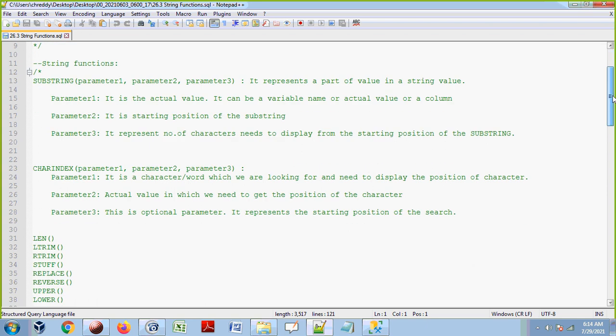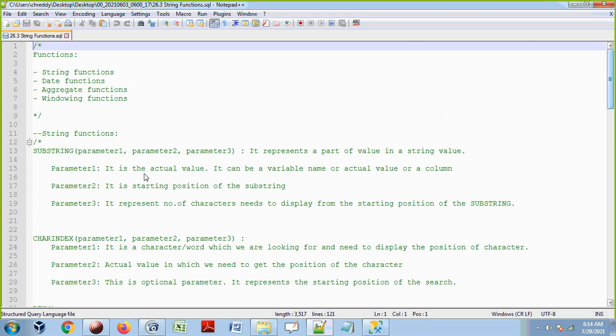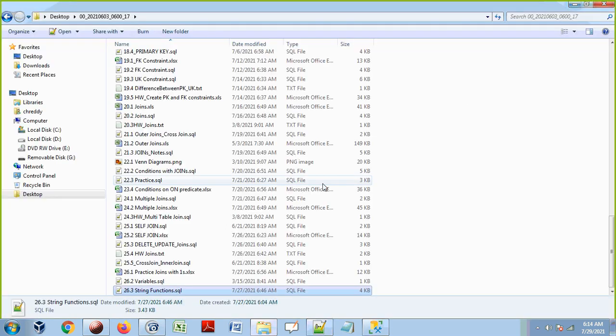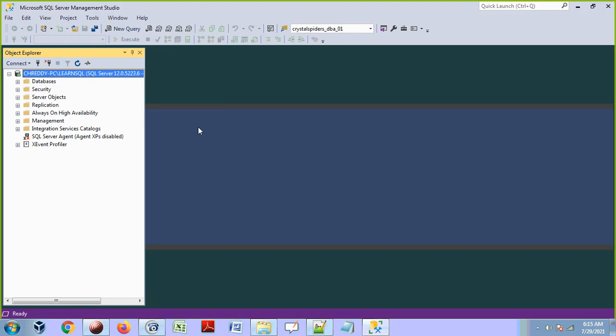Substring is the function where we extract a portion or a part of the value from a string value. That's what we saw in the last session. Now we are going to continue with the CHARINDEX function, what its purpose is, and the rest of the other functions, and a few other functions we will discuss today. Okay, so now let me connect to the SQL Server.